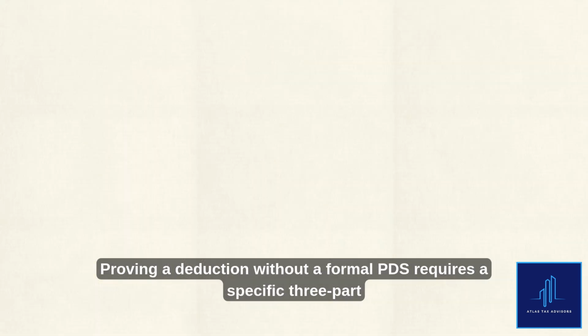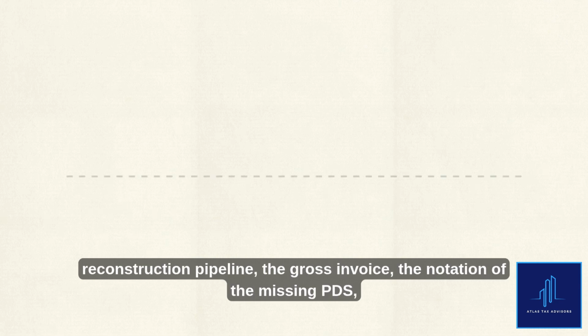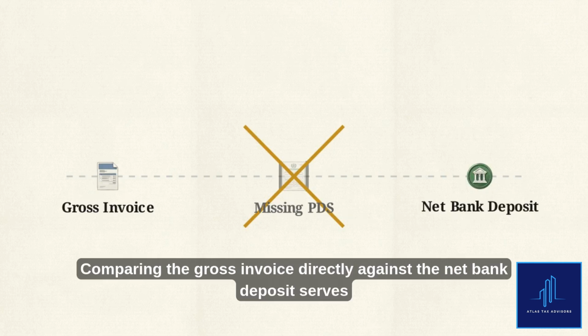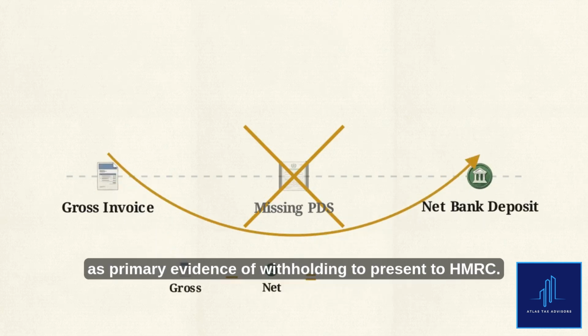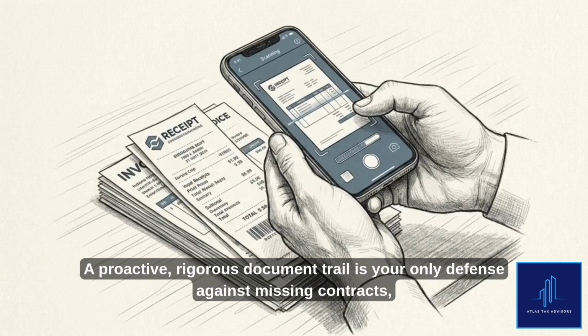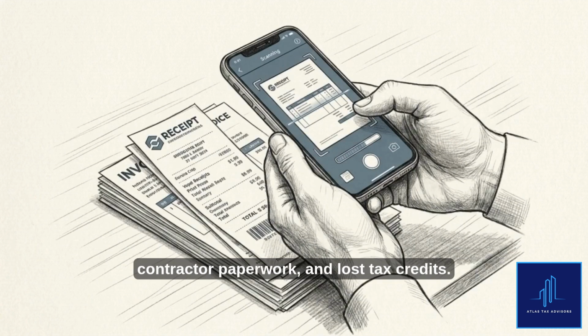Proving a deduction without a formal PDS requires a specific three-part reconstruction pipeline: the gross invoice, the notation of the missing PDS, and the matching net bank statement deposit. Comparing the gross invoice directly against the net bank deposit serves as primary evidence of withholding to present to HMRC. A proactive, rigorous document trail is your only defense against missing contractor paperwork and lost tax credits.